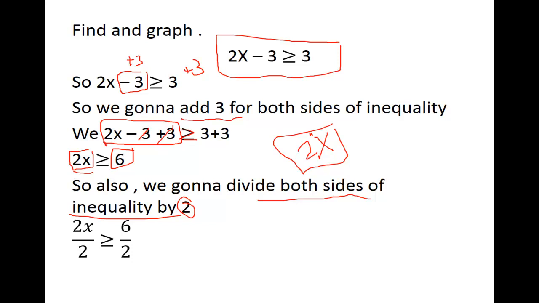Since we need to remove the 2, we use the opposite of multiply, which is divide. So both sides of the inequality will be divided by 2. So 2 over 2 cancels, and the only thing left on the left side is x. So we have x more than or equal to 6 divided by 2. 6 divided by 2 equals 3. So x is more than or equal to 3.